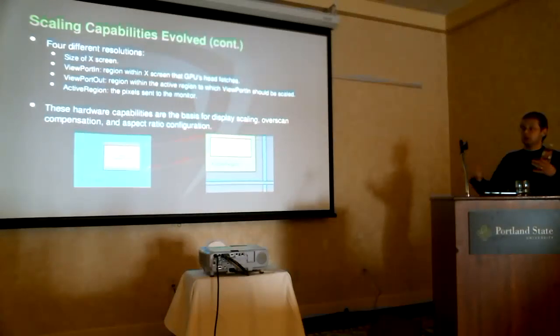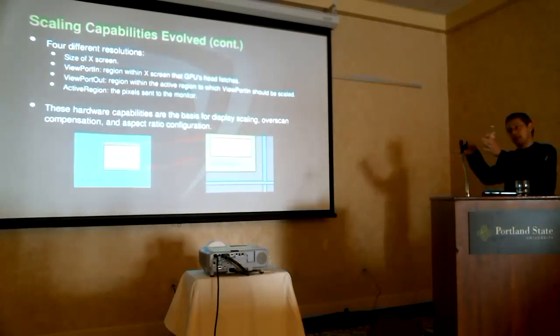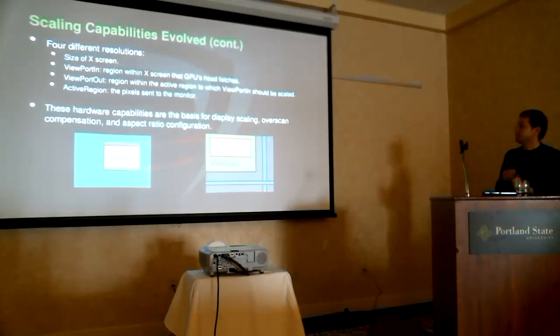so in this model, in the most general sense, we really have 4 different resolutions to deal with. We have the size of the X screen, we have the size of what I'll call the viewport in, that's fetching some region of that X screen. We have what I'll call the viewport out, that is taking that viewport in content and putting it somewhere in the active region, and then we have the active region itself. These are the hardware capabilities that we would use for any sort of flat panel scaling, or overscan compensation, or aspect ratio configuration.